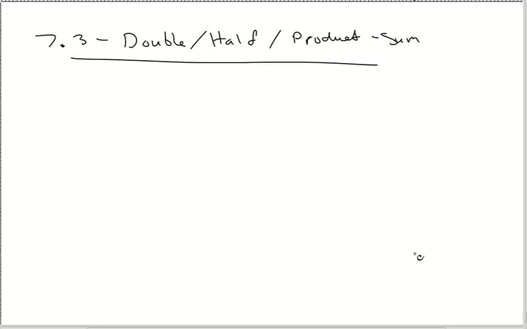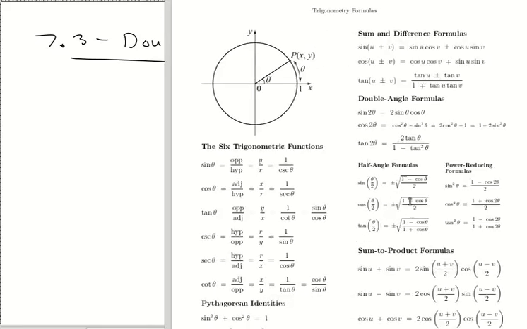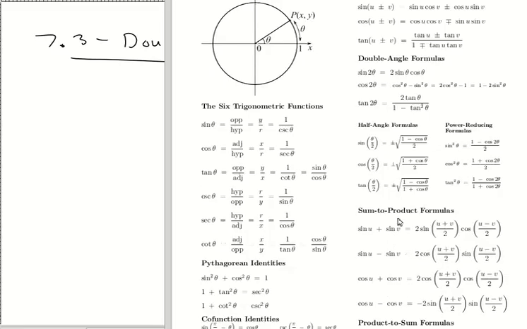Hello everyone, this is the video lecture for Pre-Calculus, section 7.3, double, half, product, sum. So, trig identities: double, half, I guess power reducing is kind of part of it, and product sum.